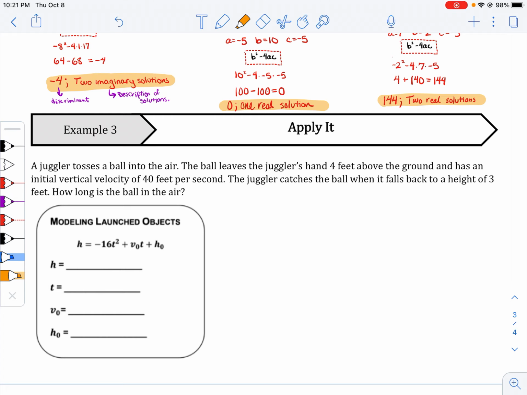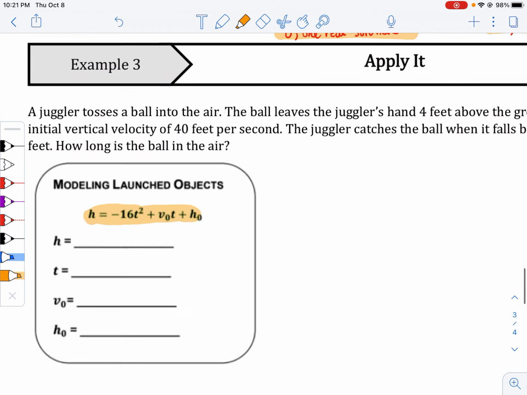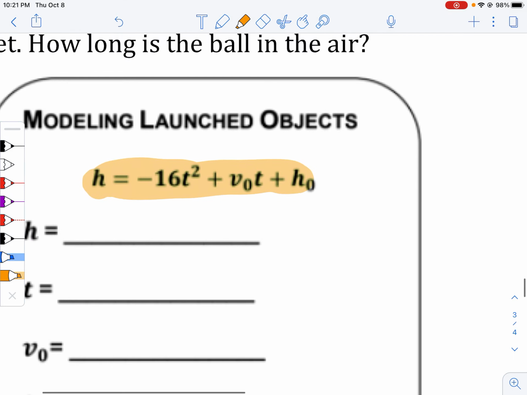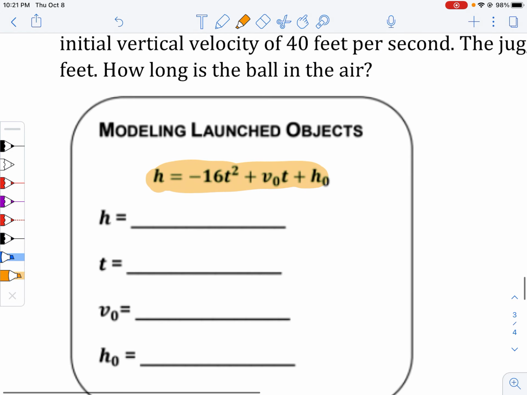So first of all, we need a height model. This is given to us. It's right here. This h equals negative 16t squared plus v naught t plus h naught. So remember, anytime you have that sub-zero, I always call it naught, but it's just your initial something. So in this case, v naught is our initial velocity, and h naught is our initial height.